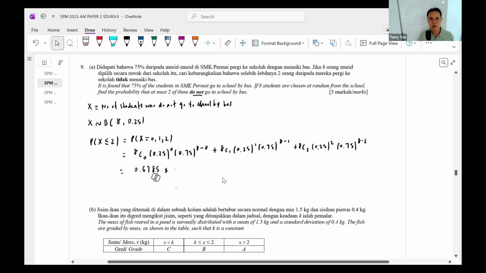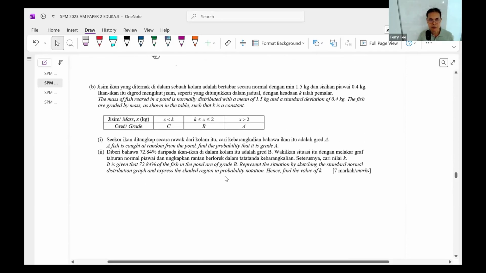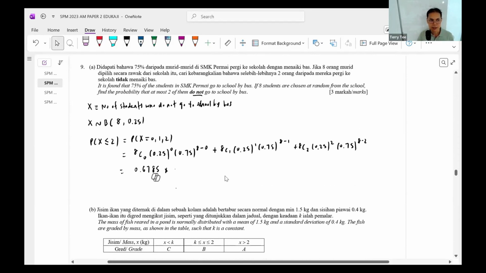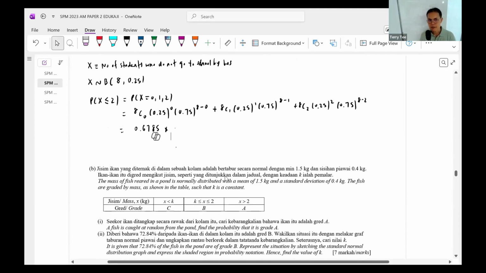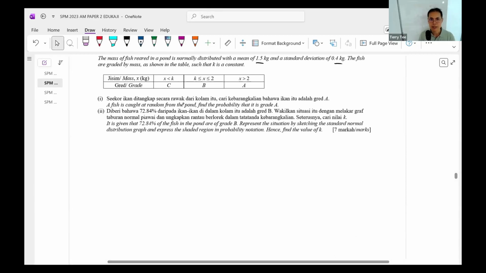All right, now let's move on to the second part. Read the question first. The mass of fish reared in a pond is normally distributed with mean 1.5, standard deviation 0.4. The fish are graded by mass in the table below. A fish is caught at random from the pond. Find the probability it is grade A.